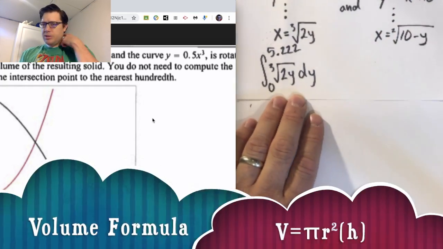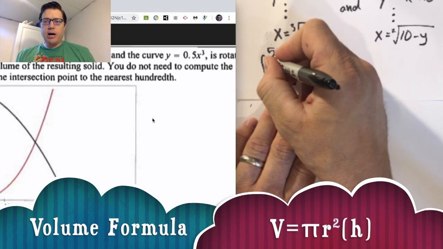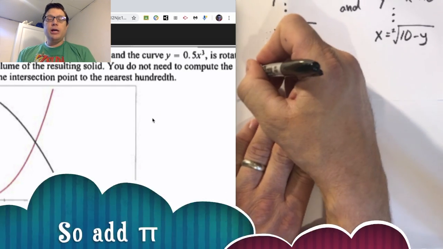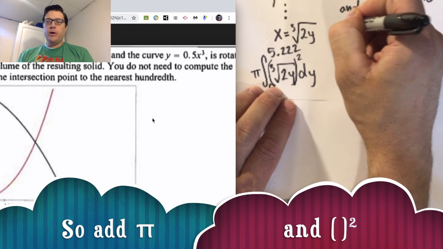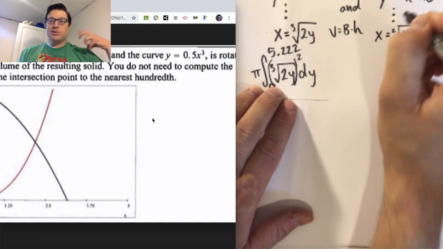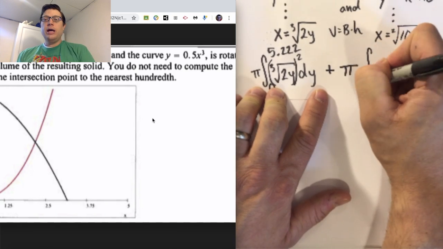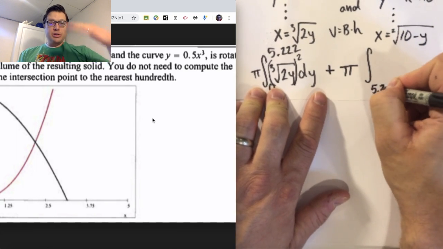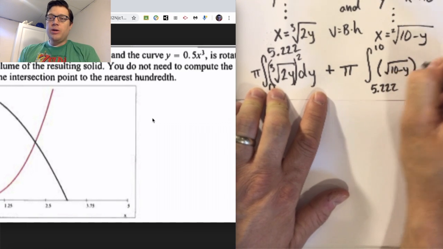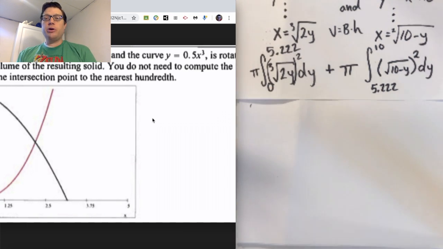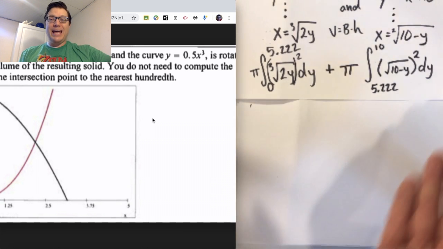I make a little minor mistake. Remember, your volume formula is pi r squared times h. So inside the integral, you have to square the function. That's your r squared. Your pi is a constant, so it can go on the outside of the integral. And then h is determined as you integrate from 0 to 5.222. Do the same thing for the other curve. That other curve goes from 5.222 up to 10.